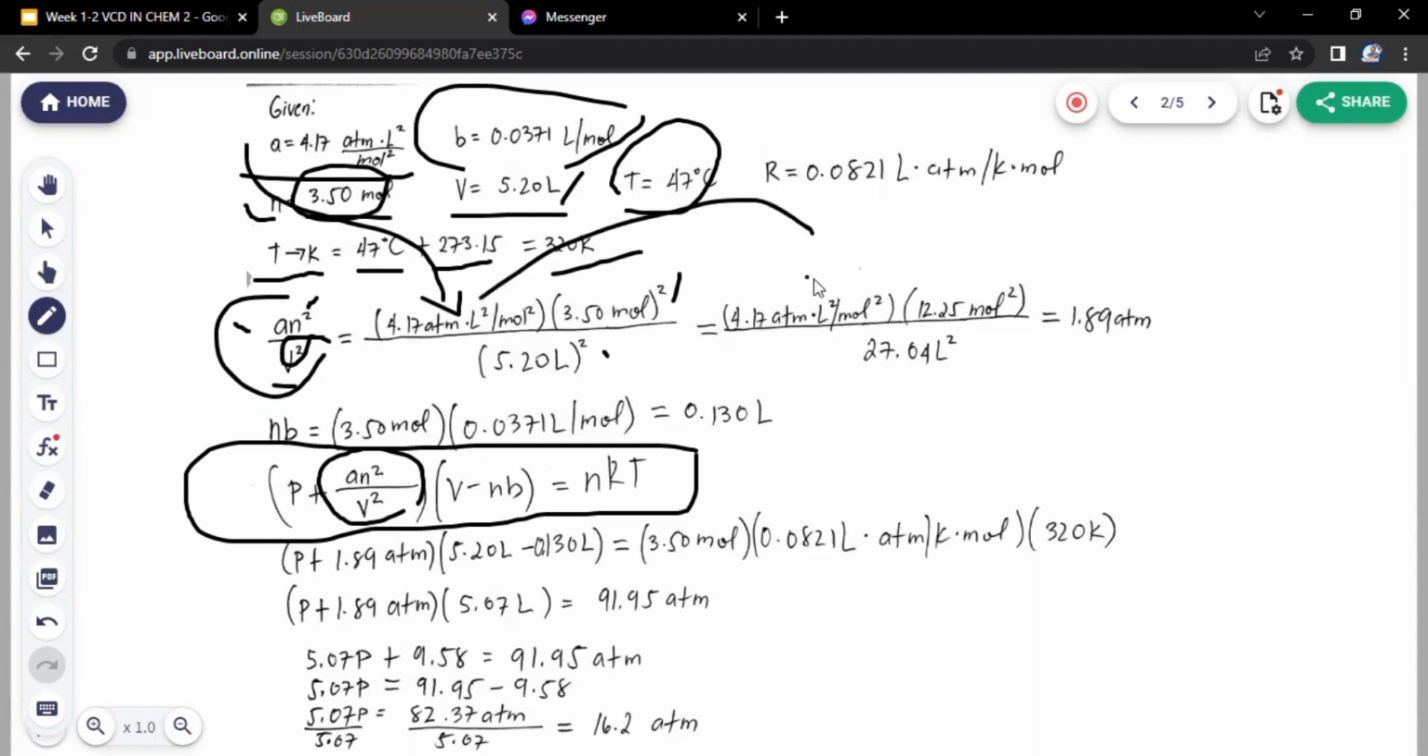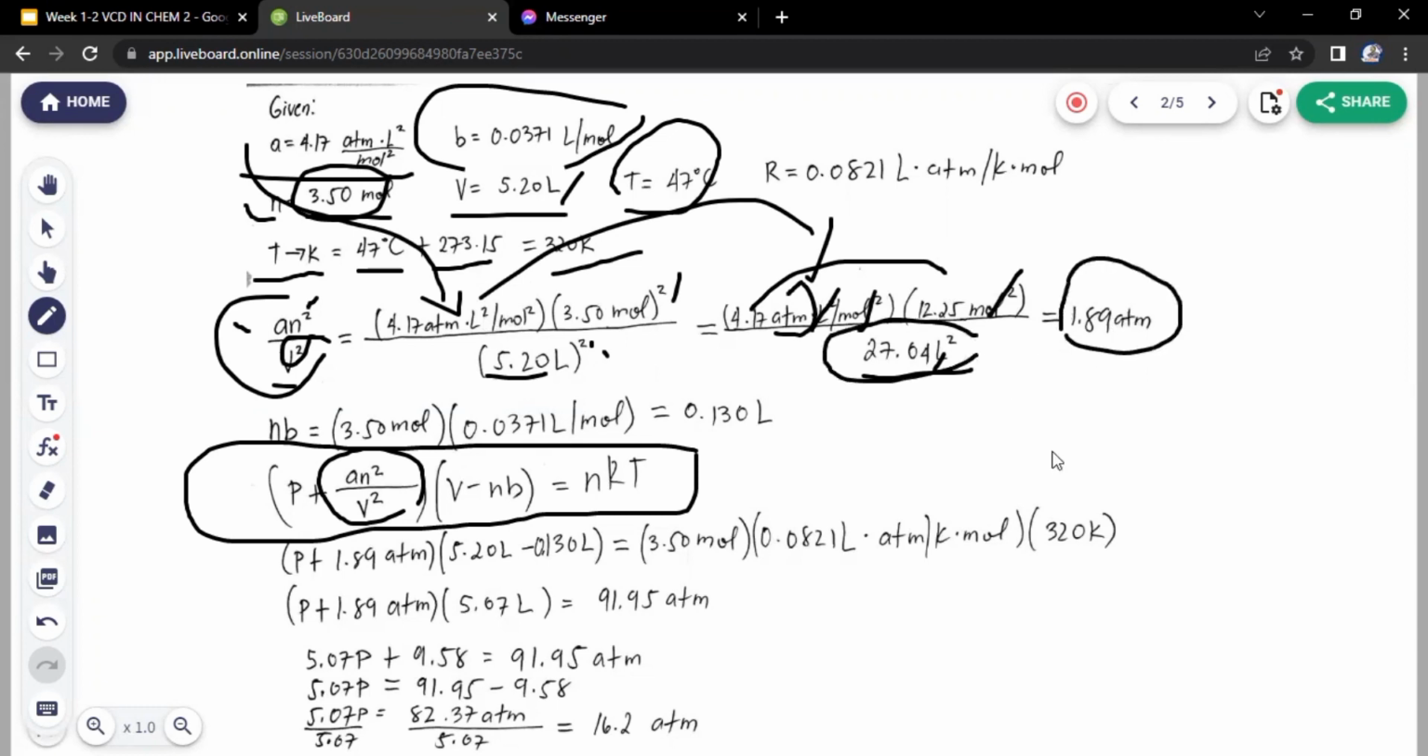Copy this one, 4.17, then 3.50 mol squared; squaring 3.50 gives 12.25 mol squared. Then squaring 5.20, 5.20 squared is 27.04 liters squared. And then you can cancel the units already: cancel the liter squared, cancel the mole squared. You will be left with the atm unit. Then multiply 4.17 times 12.25 and divide the product by 27.04. You will have 1.89 atm as your answer for this one.